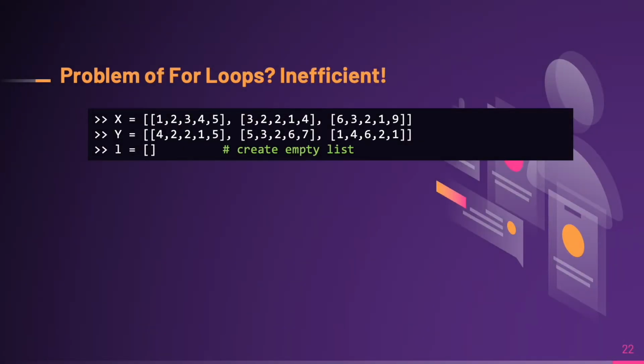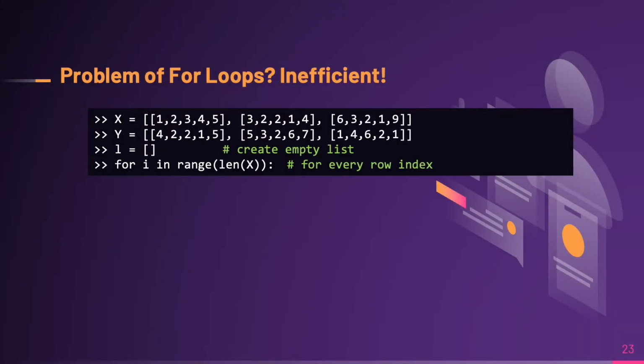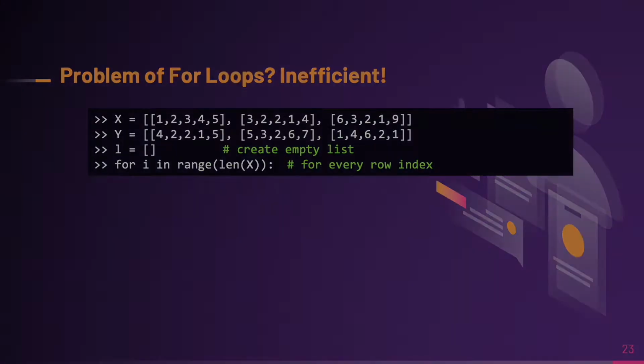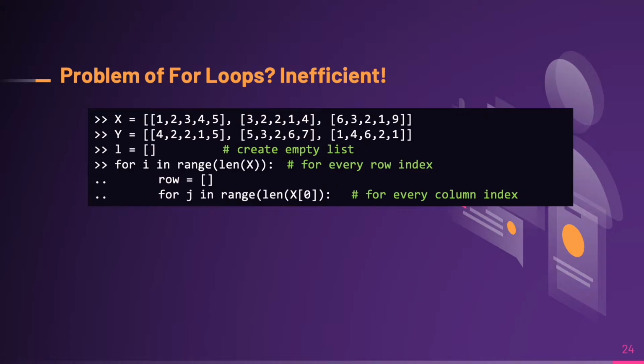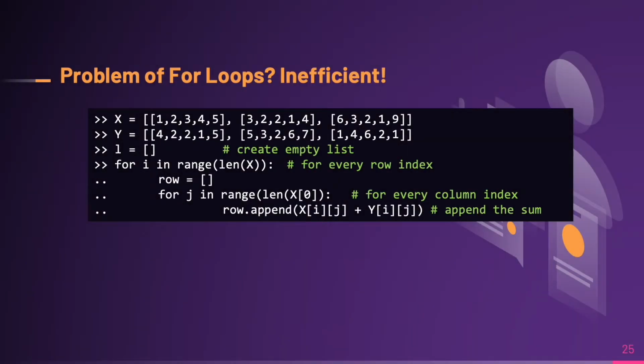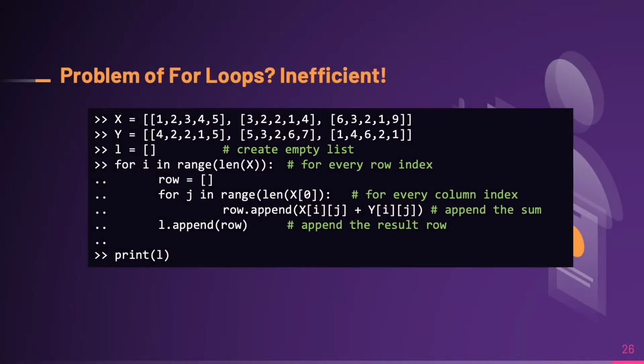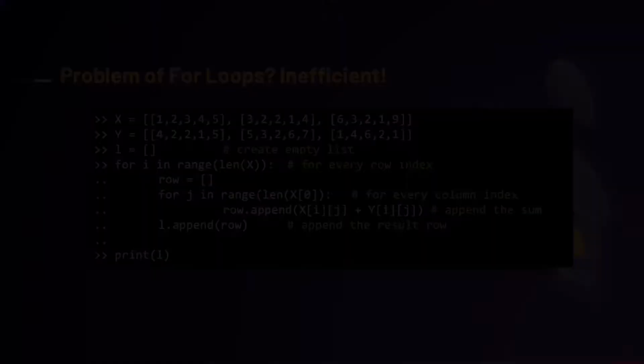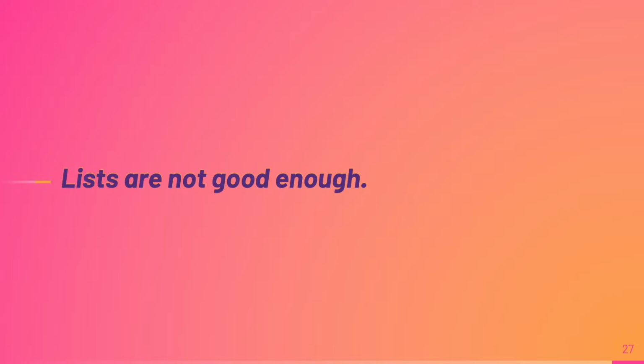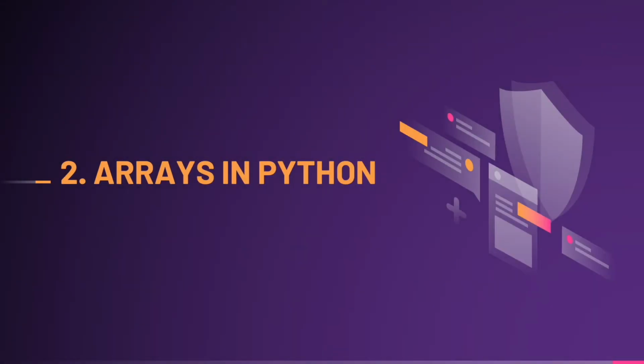and we create an empty list L. For every row index and for every column index, we calculate and append the sum to an empty list row. Finally, we append the row 3 times and finish the nested loop. To us humans, element-wise addition sounds like such an easy task, but it's not the same for computers when they deal with lists. Lists are not good enough. We need a new kind of data structure, arrays.